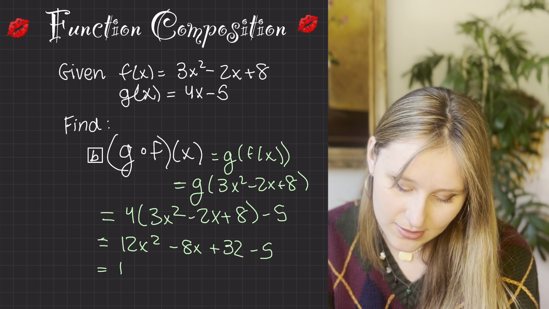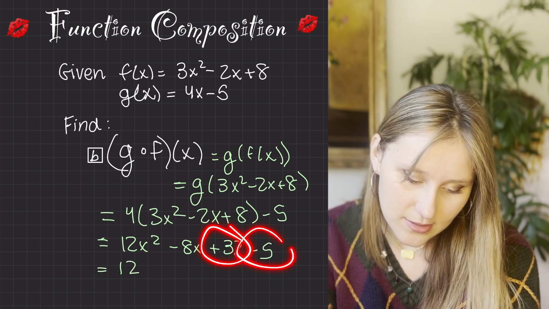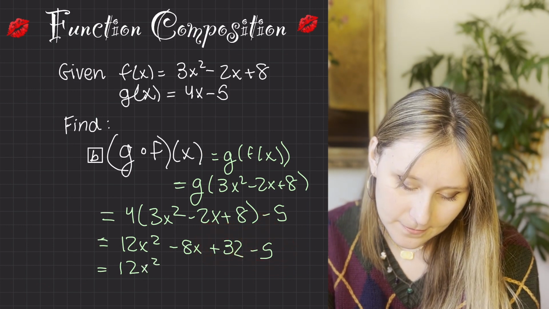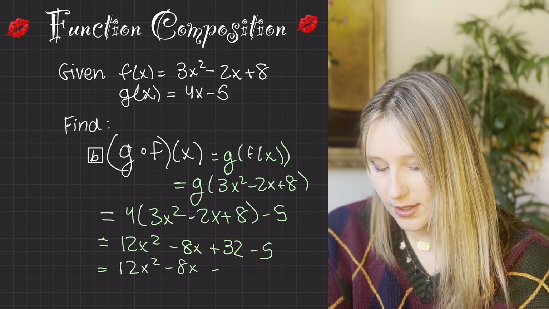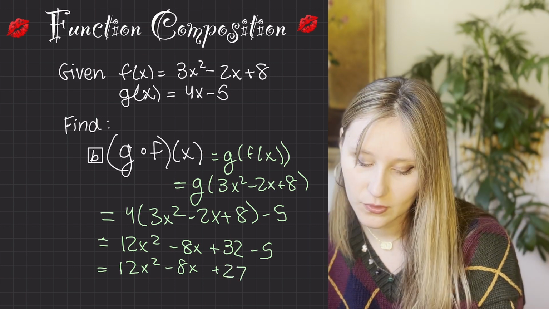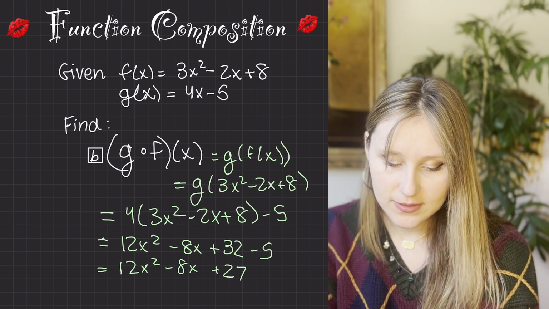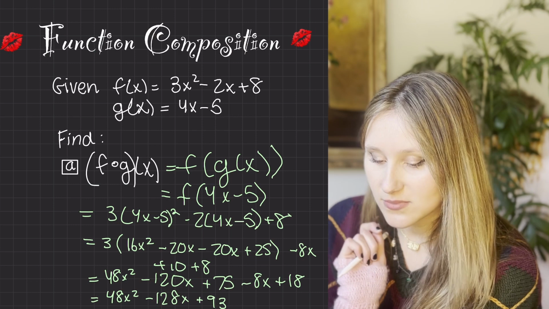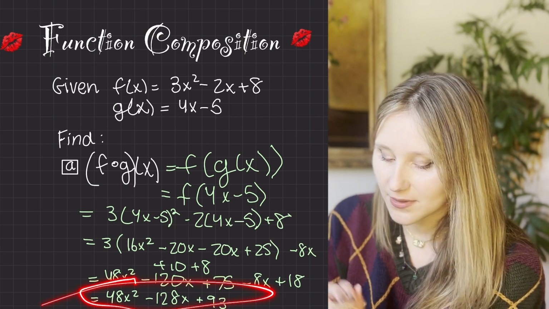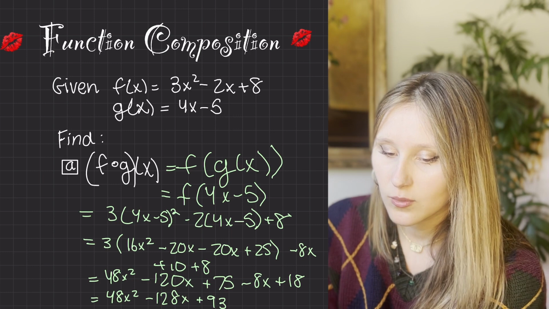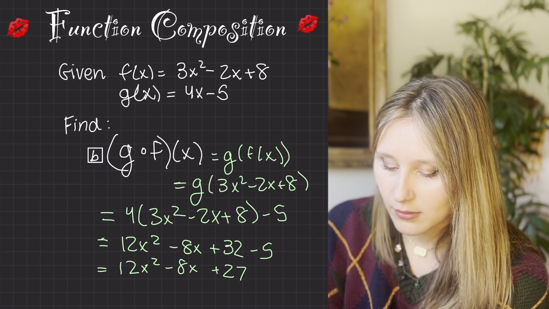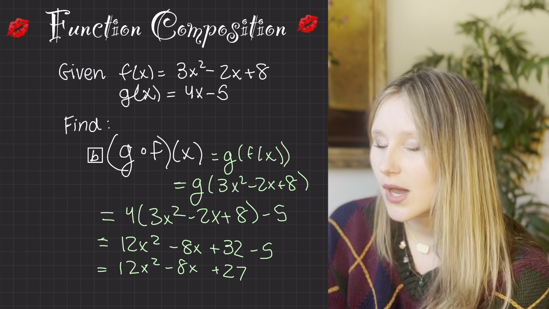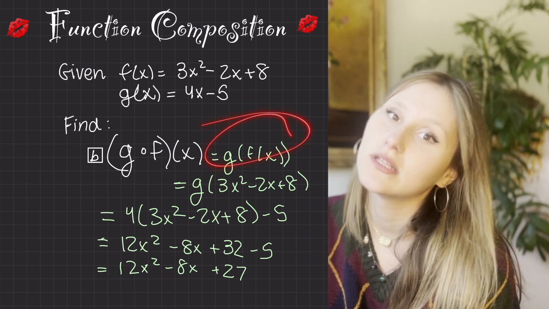All we have to do is combine this and this. Plus 27. Right? So that is 12x squared minus 8x plus 27. Whereas if we look back at this f times g of x, that is going to be 48x squared plus blah, blah, blah, which I quite frankly don't care about. Okay, so you can see how they're different because they have different definitions, right? So that's function composition. I hope this helped you.